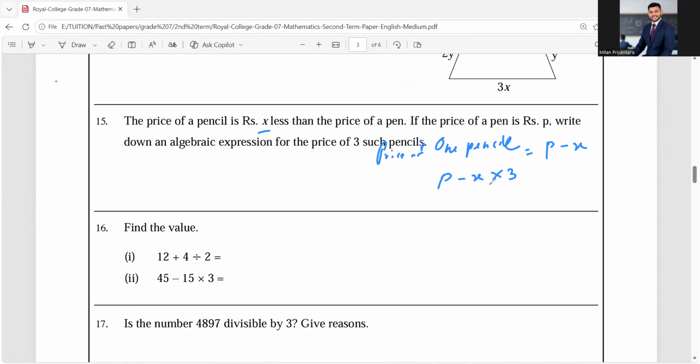If you write it like this, it is wrong, because you multiply only X by 3. If you write like this, that is also wrong, because you multiply only P by 3. So how do you write it? You have to write it this way, which means you multiply 3 by this whole thing. This is the price of the pencil, and that price must be multiplied by 3. Let's say price of 3 pencils equals 3 times (P minus X).